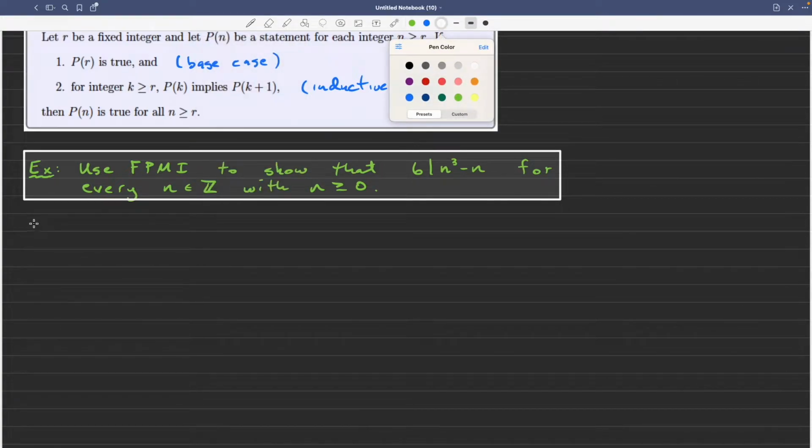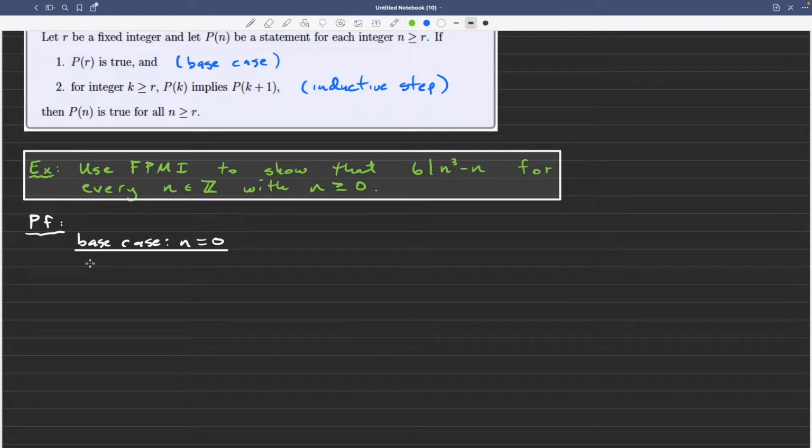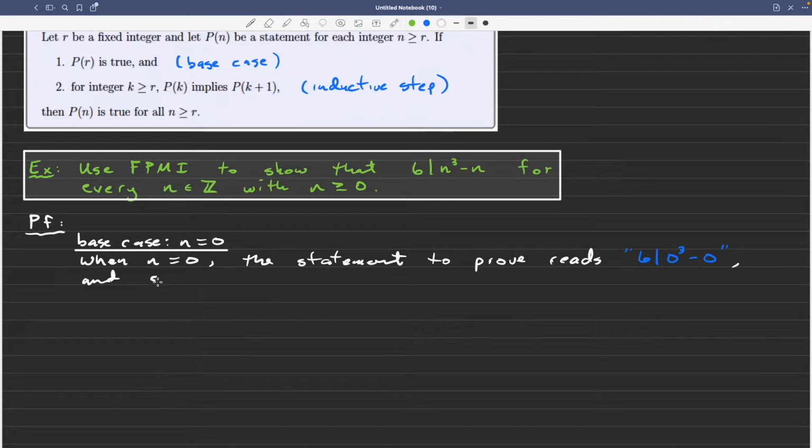So let's do it. Proof. First we'll do the base case. We'll just point out that when n equals 0, the statement that we want to prove is that 6 divides 0 cubed minus 0. And since we know that 0 cubed minus 0 is just 0, and 0 can be written as 6 times the integer 0, this statement is true. So that establishes the base case.